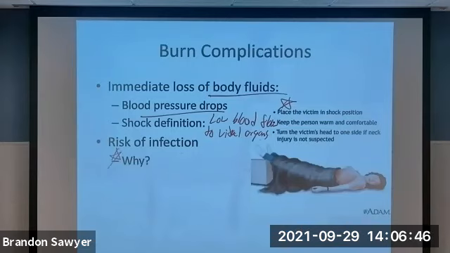Because our primary defense against infection is the barrier that our skin makes, right? So all of a sudden we've lost all of that, then we got a hugely open area to infection, right? So those are kind of our 2 main concerns with burns. Okay, questions about any of that?